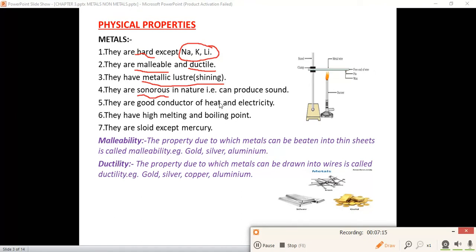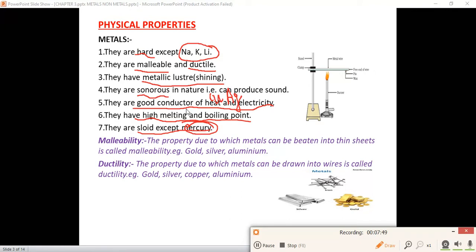They are very good conductors of heat and electricity. Can you tell me the name of some metals which are very good conductors of heat and electricity? Copper and silver are very good conductors of heat and electricity. They have high melting and boiling points. All the metals have very high melting and boiling points. They are solid in nature except mercury. Mercury is in which state? It is in liquid state.